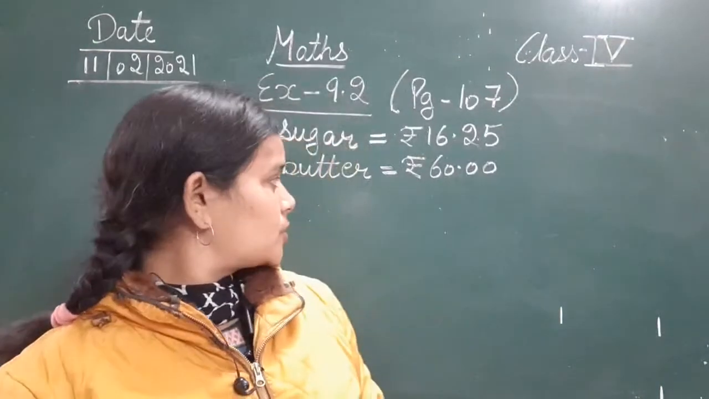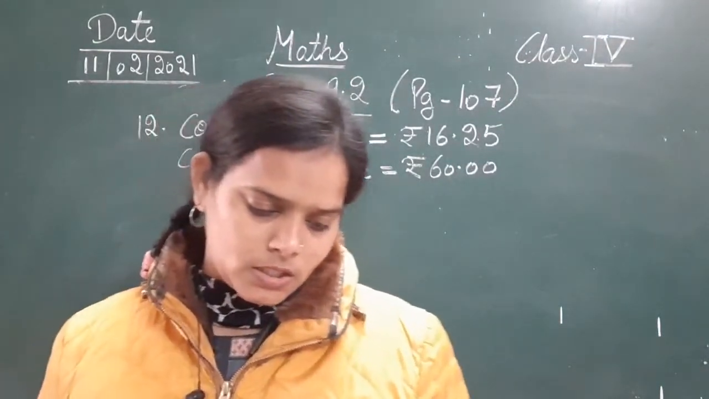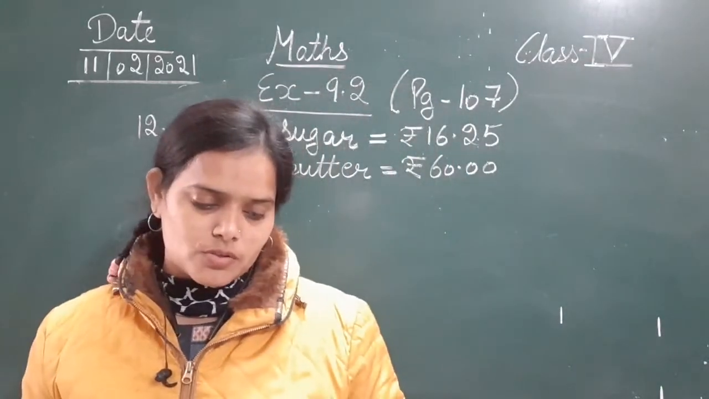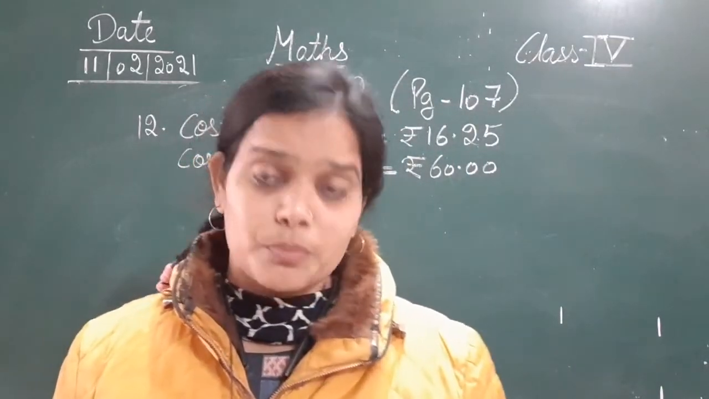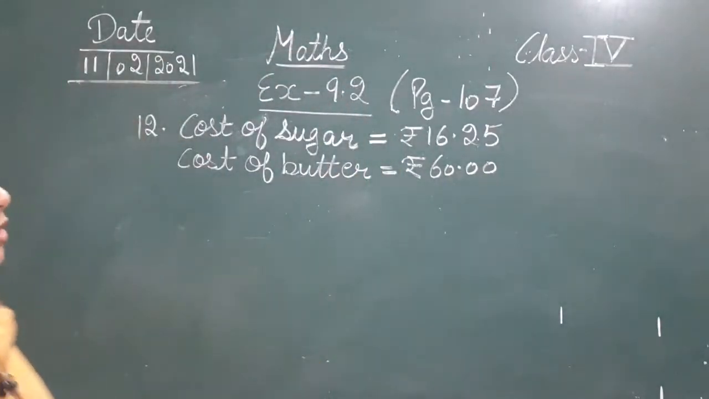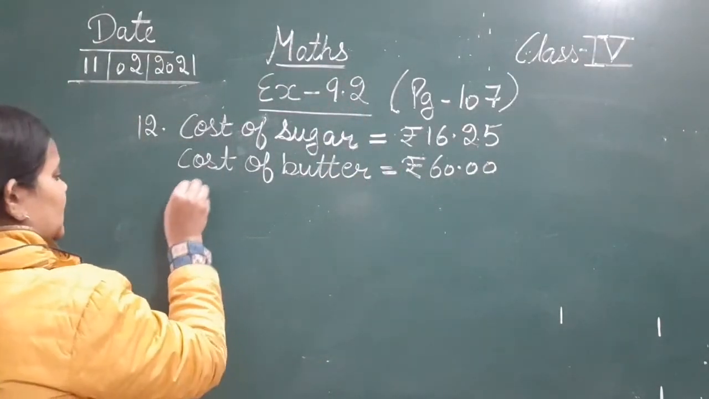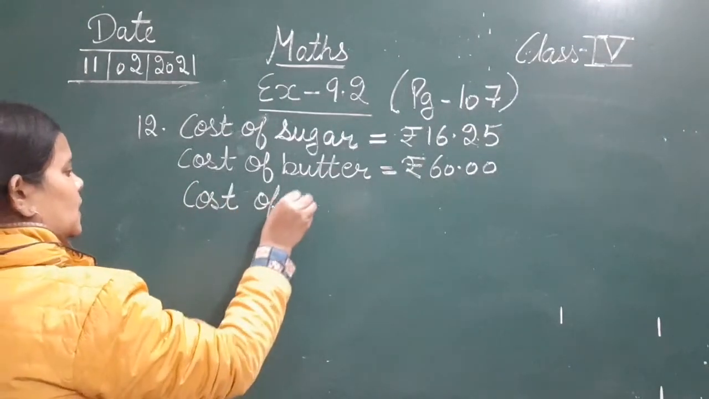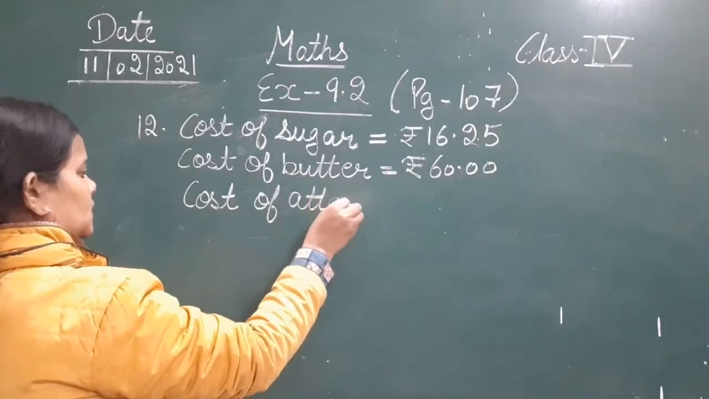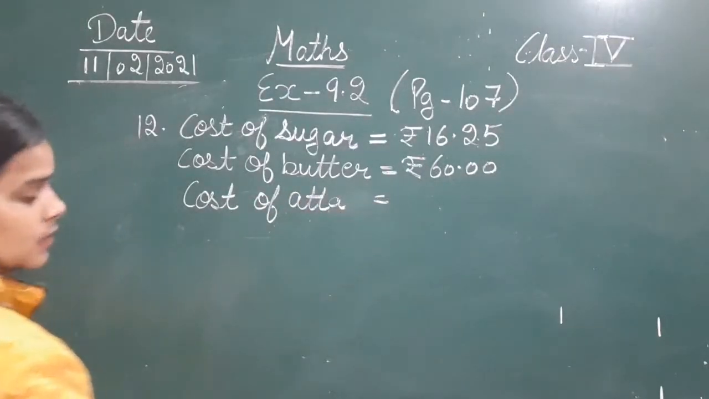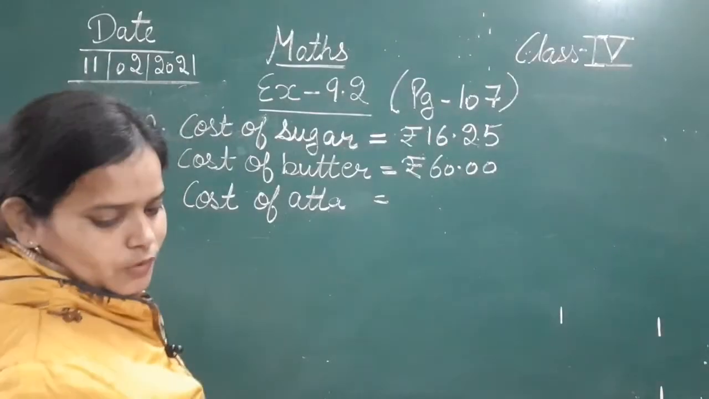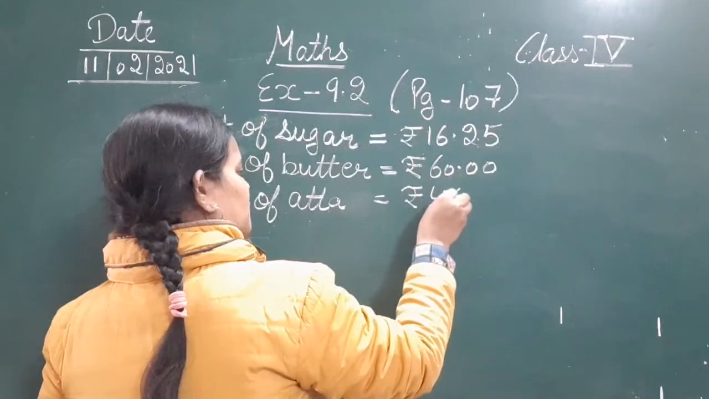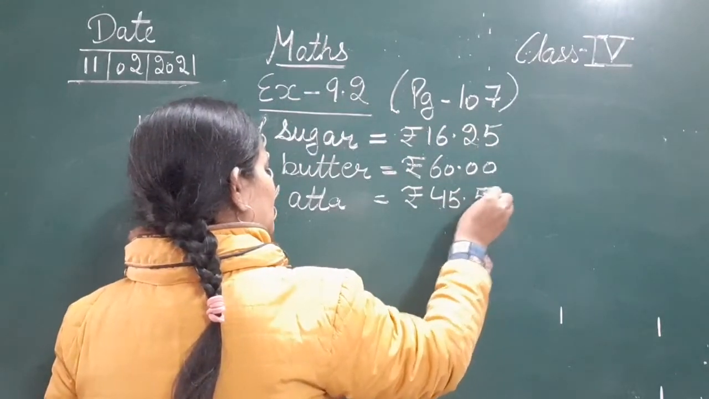The third item he purchased, that is 5 kg atta. So the cost of atta is 45 rupees and 50 paise. So the next thing that he had bought, that is atta. Cost of atta is equal to rupees 45 and 50 paise.